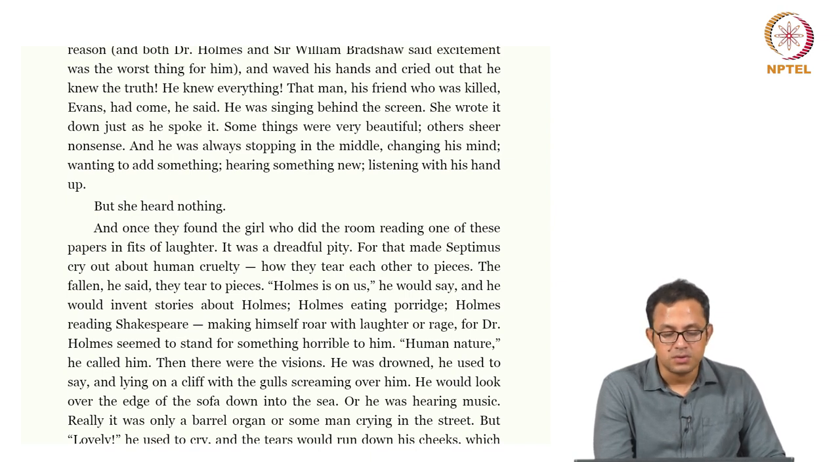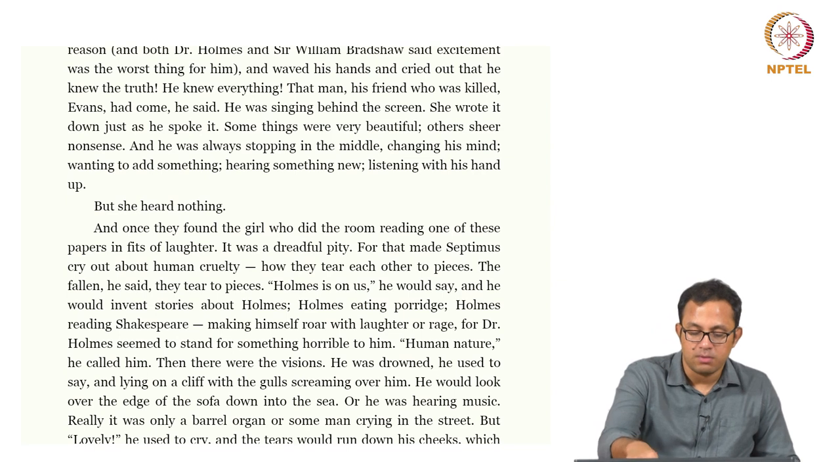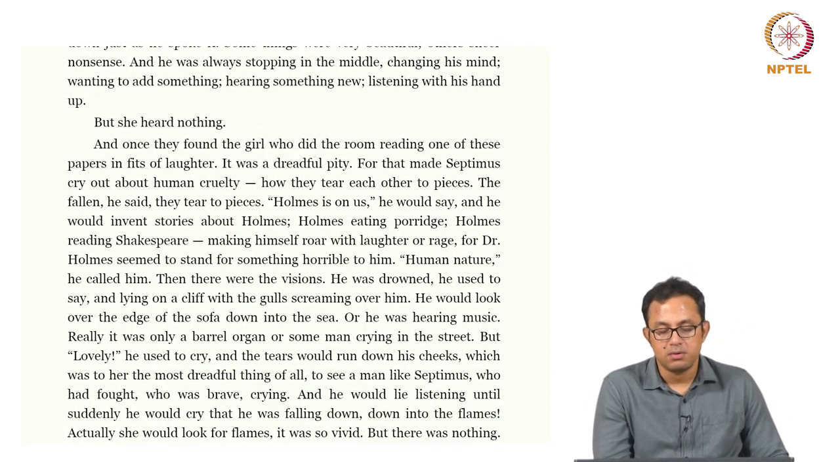He was drowned, he used to say, and lying on a cliff with the gulls screaming over him. He would look over the side of the edge of the surf down into the sea, or he was hearing music. Really, it was only a barrel organ or some man crying in the street. But lovely, he used to cry, and the tears would run down his cheeks, which was to her the most dreadful thing of all, to see a man like Septimus, who had fought, who was brave, crying.